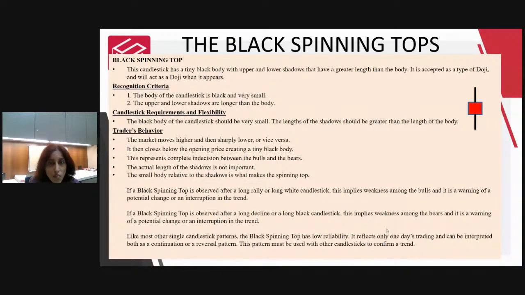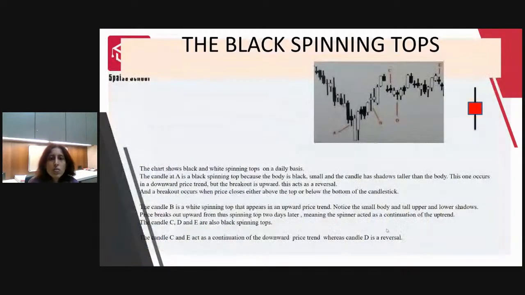That confirmation will be the candlestick which forms on the day after the black spinning top is observed, which will give you an understanding of whether the trend will continue or a reversal pattern will follow. So let's see a chart, that is, let's see the black spinning tops or red spinning tops.